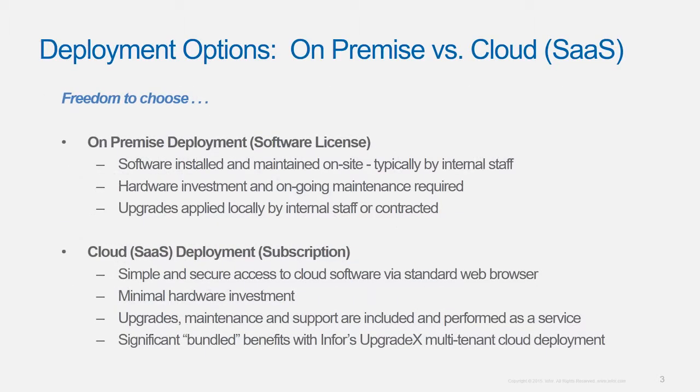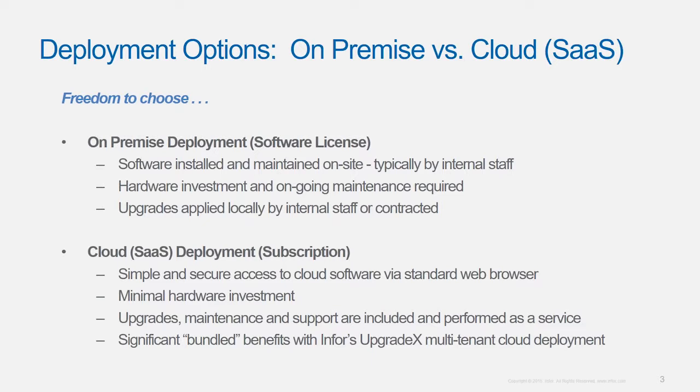So let's talk about the deployment options. Two main deployment options being on-premise versus cloud, and Infor truly gives you the freedom to choose depending on your specific need. An on-premise deployment, as most of you are probably familiar with today, is a software license where it's going to be installed and maintained on site, and typically that's going to be done by internal staff. Could be contracted, but the point is it's on site and maintained by your IT staff.